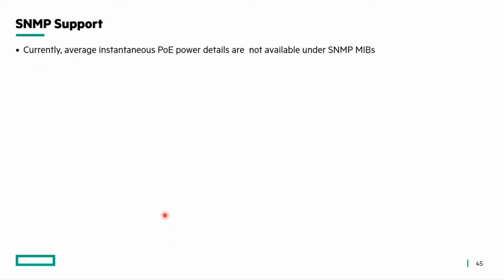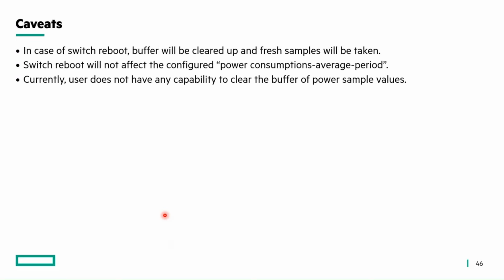Currently, average instantaneous PoE power details are not available under SNMP MIBs. Here are certain caveats about this feature.